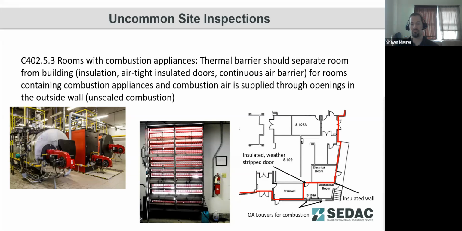So you can see in the bottom corner here, I've kind of highlighted, you've got a mechanical room with outdoor air louvers for combustion. Your thermal barrier must track inside of those rooms to separate that where you've got outside air conditions from the rest of the building that you're trying to keep conditioned. So the door there must be weather stripped and insulated. The wall itself must be insulated and air sealed properly.